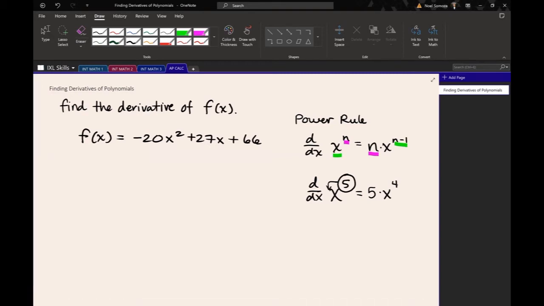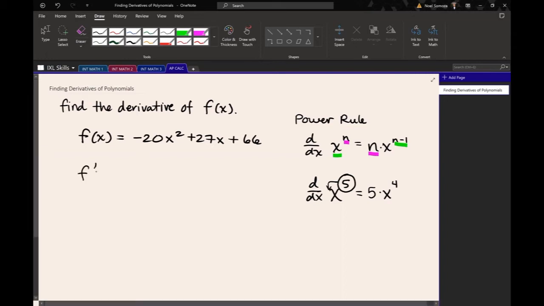If we apply this now to polynomials, we can find the derivative of longer polynomials. If we're looking for the derivative of f of x, then what we want is f prime of x. That's the typical notation. So we need to apply the power rule to several of these terms. If I look at the first term, negative 20x squared, I'm going to need to take 2 and bring it to the front and multiply it by whatever coefficient might be there already. It would be 2 times negative 20, so we get negative 40.